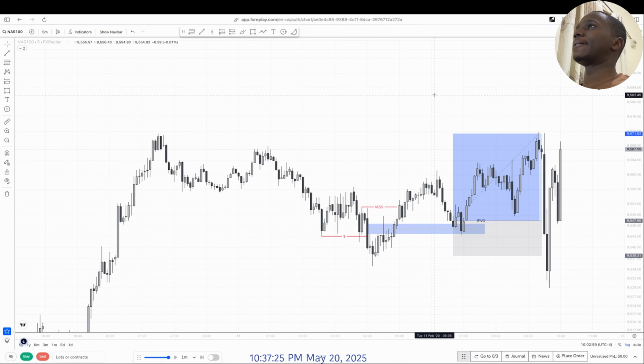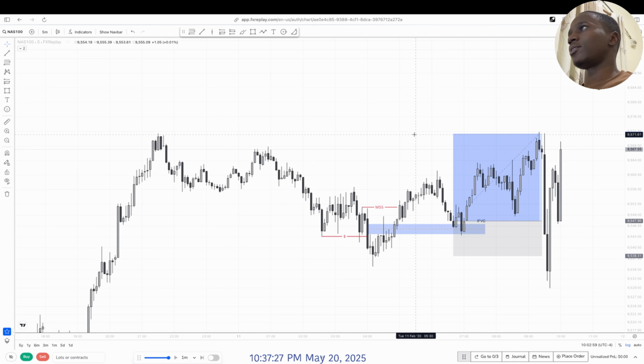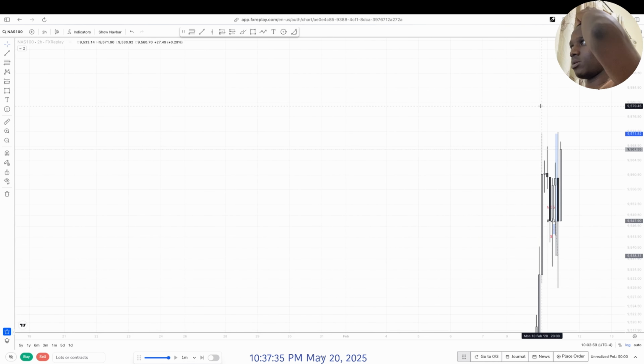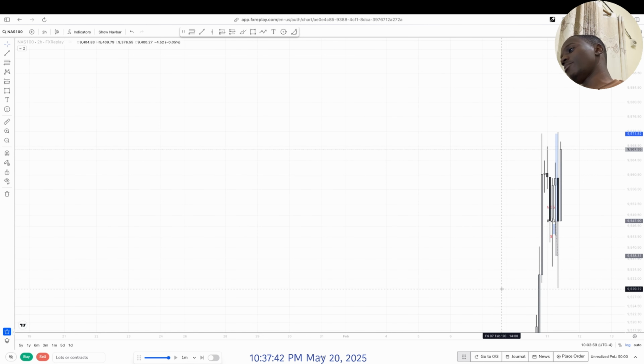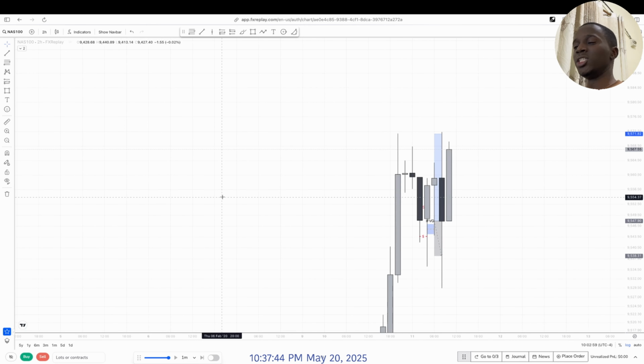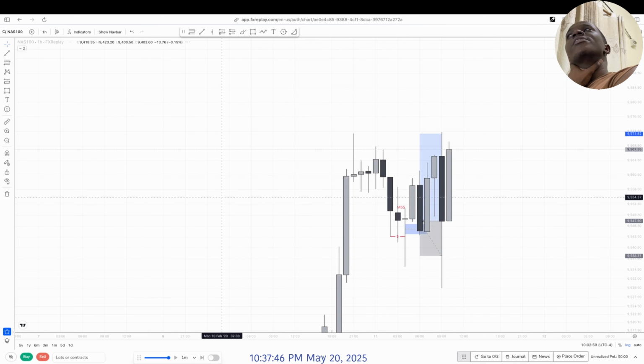Not bad. So you can see that we took out this high. Okay, kind of generated equal highs, but we tagged the bag. That's what we wanted. And yeah, we will be back for another backtesting session. Thanks for tuning in today.